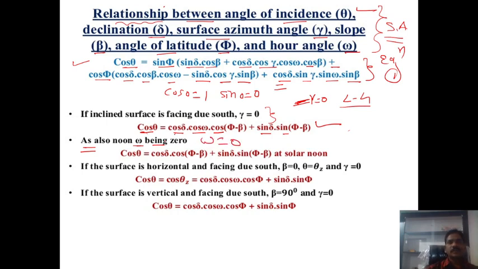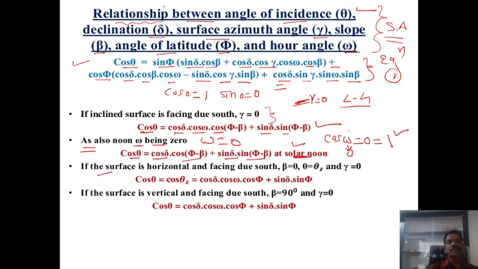So how do we modify this equation? We get cos theta equals cos delta; cos omega becomes cos 0, and cos 0 is 1. So cos theta equals cos delta cos phi minus beta plus sin delta sin phi minus beta, at solar noon.